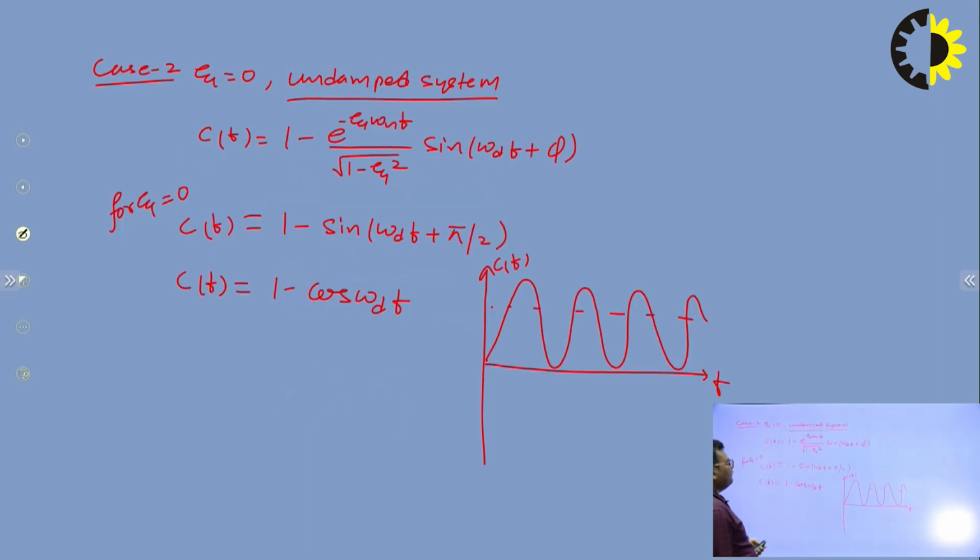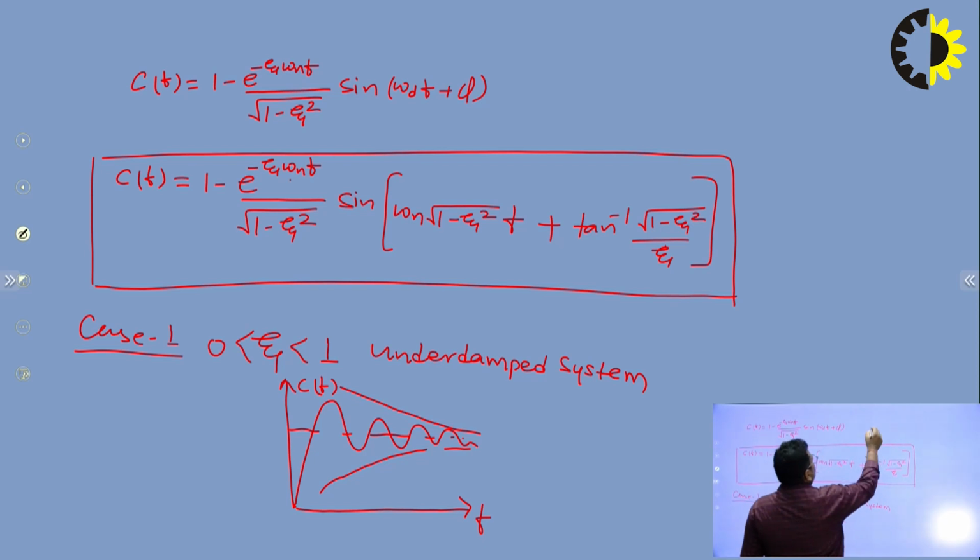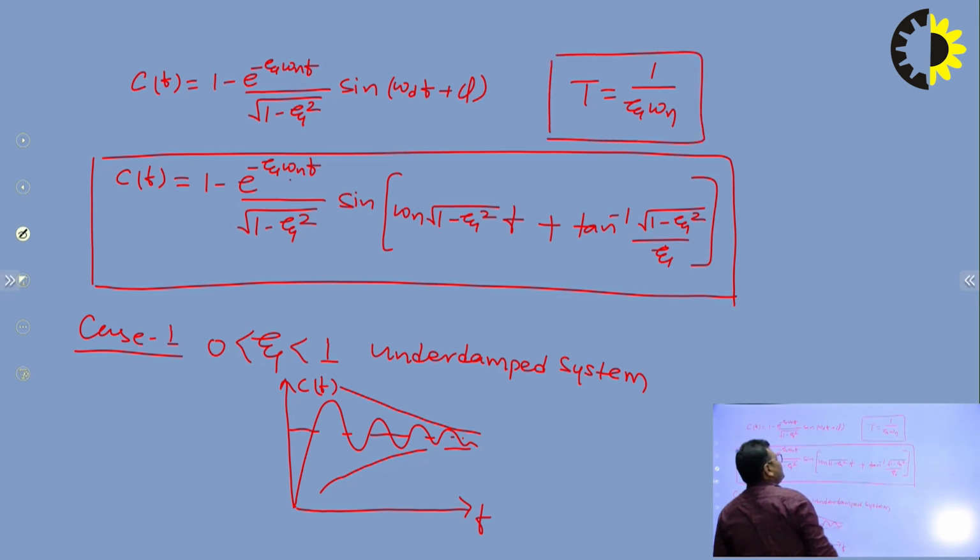So, this will be the response of the system when zeta equal to 1 we have considered, or the critically damped case. Okay. Now, in this case we can see the time constant of the system T is 1 upon zeta omega n, right. So, for underdamped systems the time constant is 1 upon zeta omega n. So, how can we calculate it? If I compare this term with e to the power minus t upon T, then we will get the time constant capital T equal to 1 upon zeta omega n in this case.